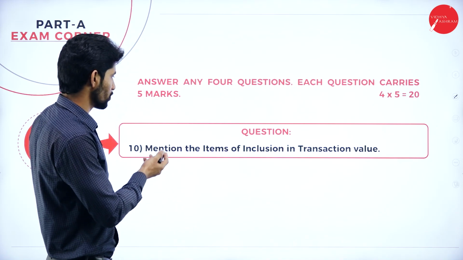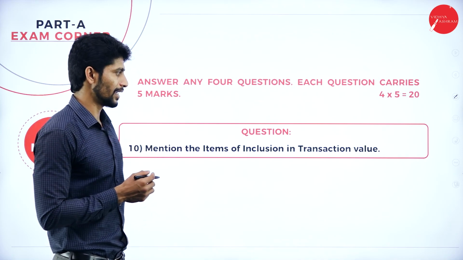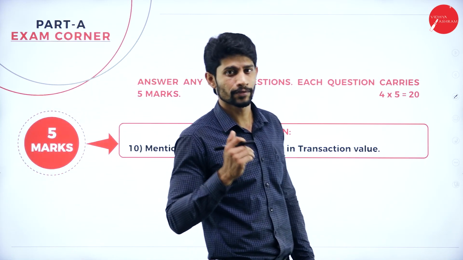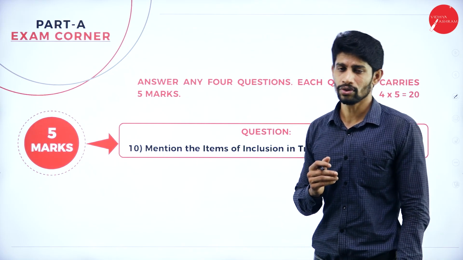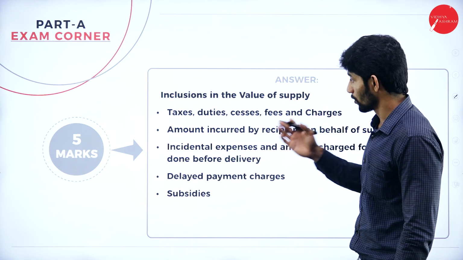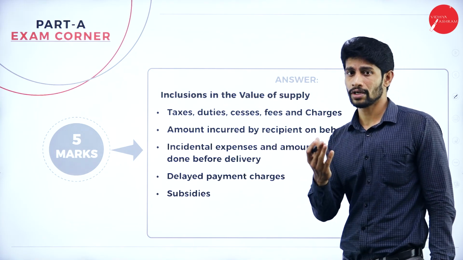So they might ask you to mention the items for inclusion in transaction value. Yes, while you are computing the transaction value under value of supply, what and all the items you are going to include? They might ask that question for 5 marks. So, inclusion in the value of supply. What and all are we going to include?